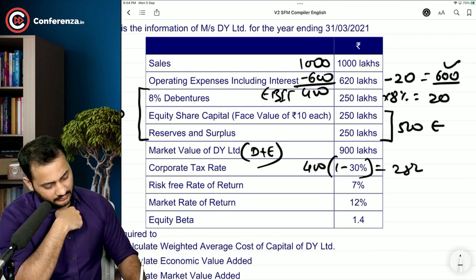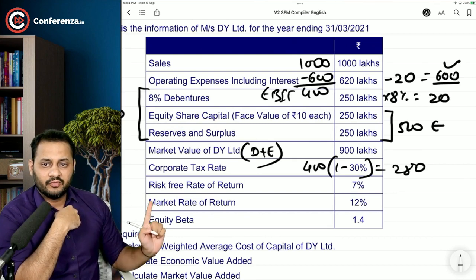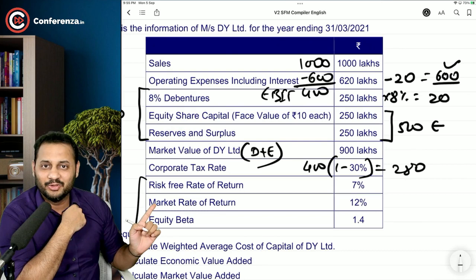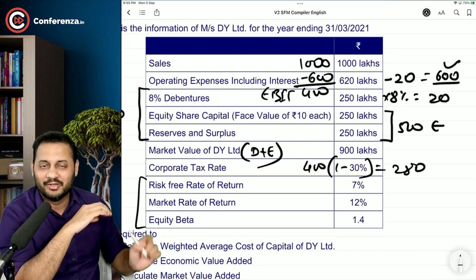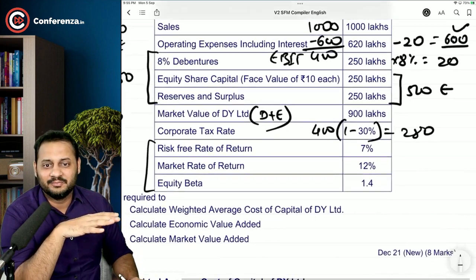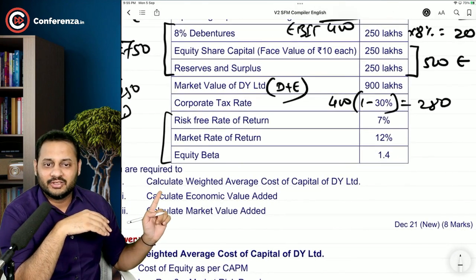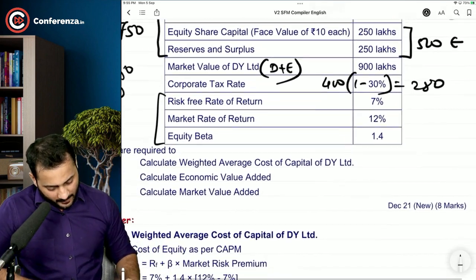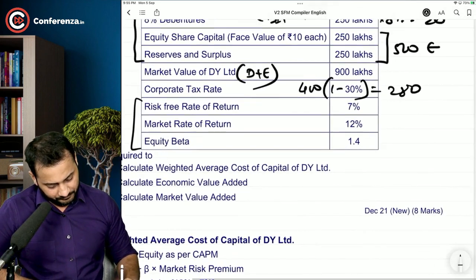So EBIT minus 30%. So can I say 400, 1 minus 30% is 280, right? Risk-free rate of return, market return and equity beta. You know very well why this data will be used. It is for cost of equity, CAPM. You have used the capital asset pricing model n number of times. Okay, so calculate the weighted average cost of capital first of all. Okay, let's do that.